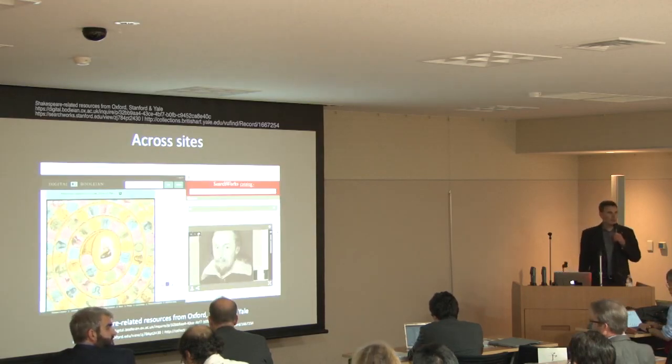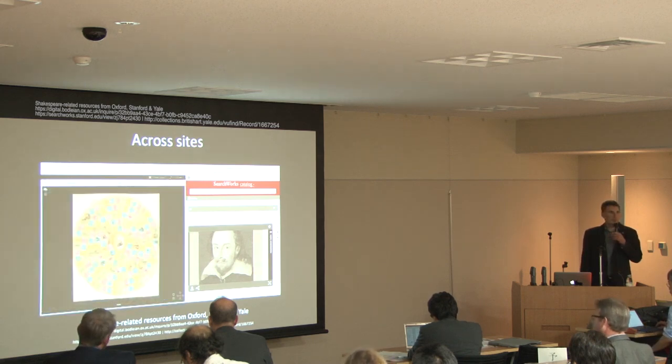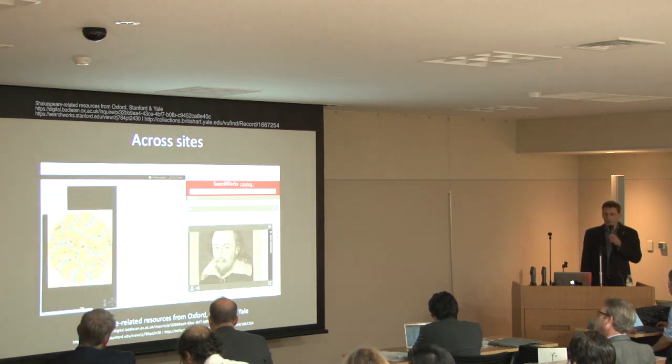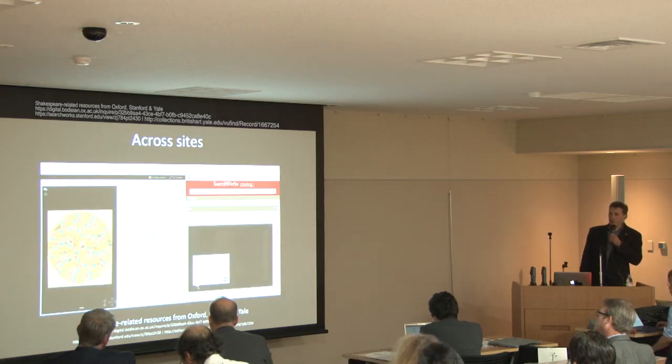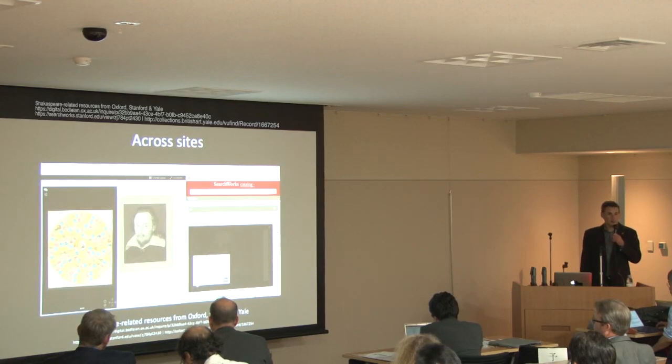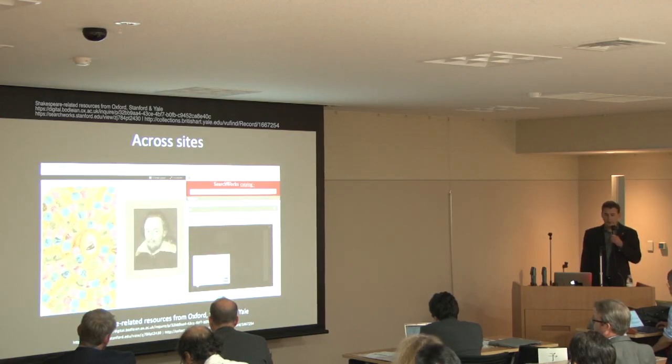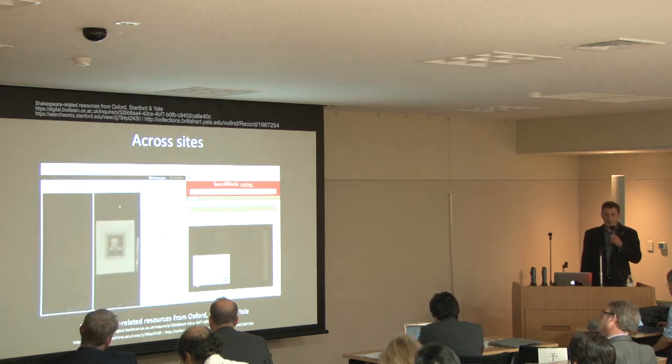With IIIF, you can also compare images across multiple sites. Here is an example of Shakespeare-related portraiture from both Oxford and Stanford University. In this case, the image from Stanford is being dragged in real time into a comparison viewer called Mirador so that it can be viewed side by side with the image from Oxford.